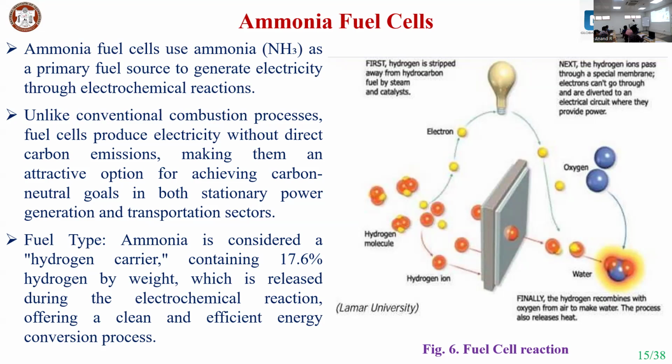The amount of energy you spend for producing hydrogen from ammonia is comparatively lower than the conventional method, and it is an emission free hydrogen generation. Ammonia is considered a hydrogen carrier. In ammonia, the hydrogen content is about 17.6% by weight. If you break the ammonia, out of 100%, 17.6% hydrogen will be obtained, offering a clean and efficient energy conversion process. Then once ammonia breaks down to hydrogen, the other things I discussed earlier remain the same here.